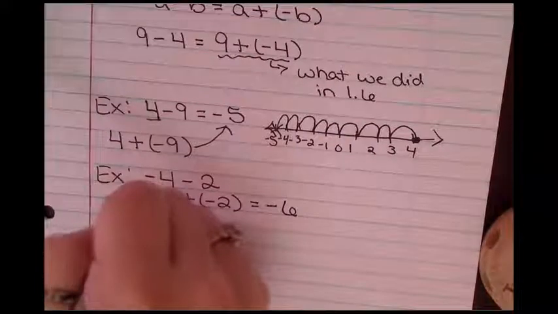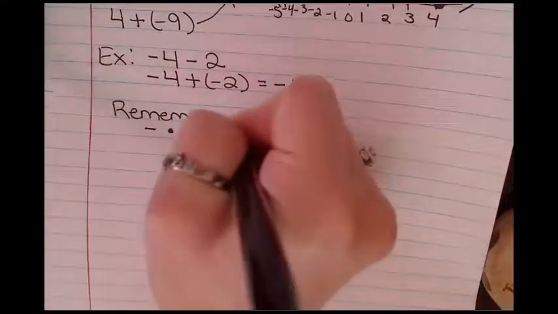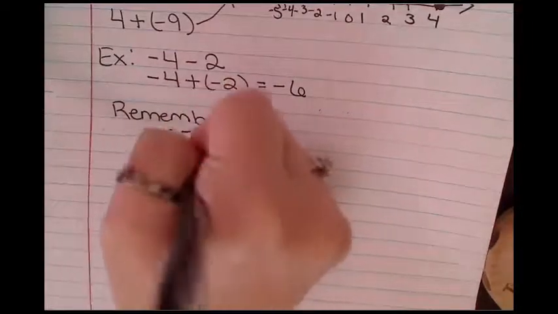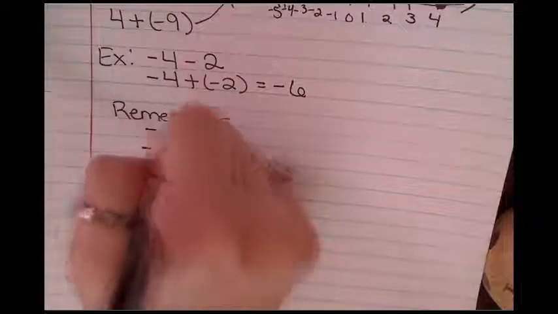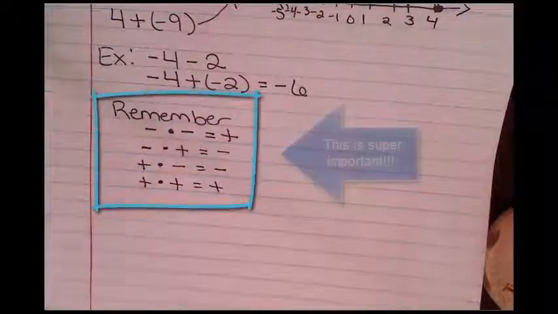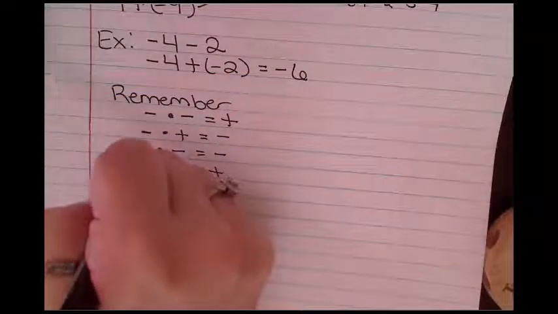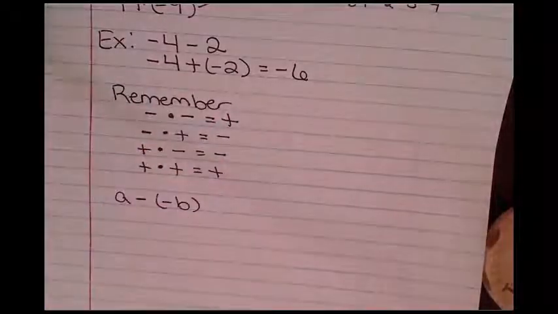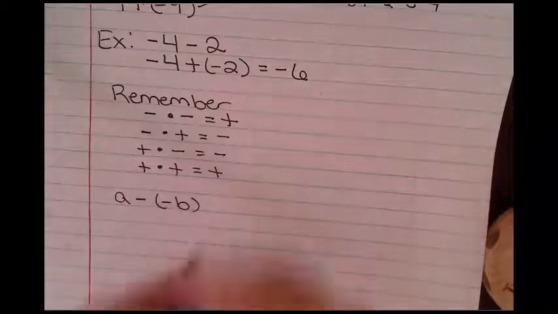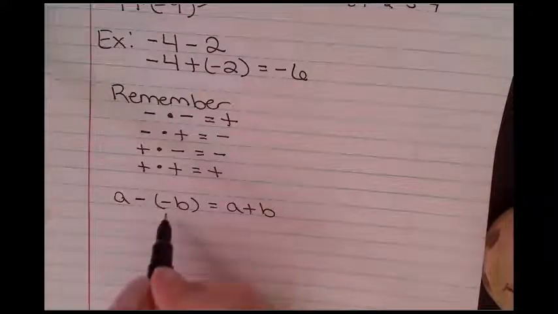Remember, and this will be the third time I've written this, because I wrote this in 1.5 and 1.6, that a negative times a negative is a positive, a negative times a positive is a negative, a positive times a negative is a negative, and a positive times a positive is a positive. Okay, so let's look at if we are subtracting a negative number. We have a negative and a negative, so that's going to switch over to a positive. So if we are taking a number and subtracting a negative number, it's the same thing as if we're adding.